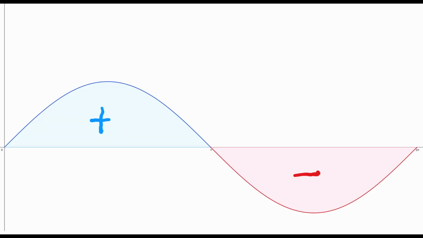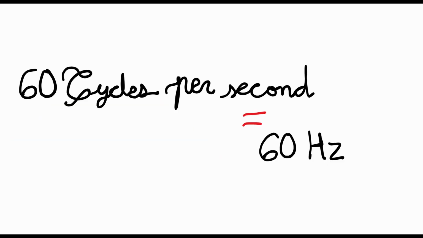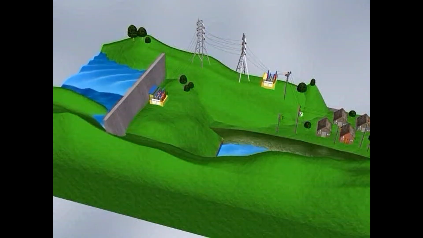This explains how a generator generates a positive current in the first half of the cycle and a negative current in the second half. This process is performed at a speed of 60 cycles per second. In other words, at 60 Hz.